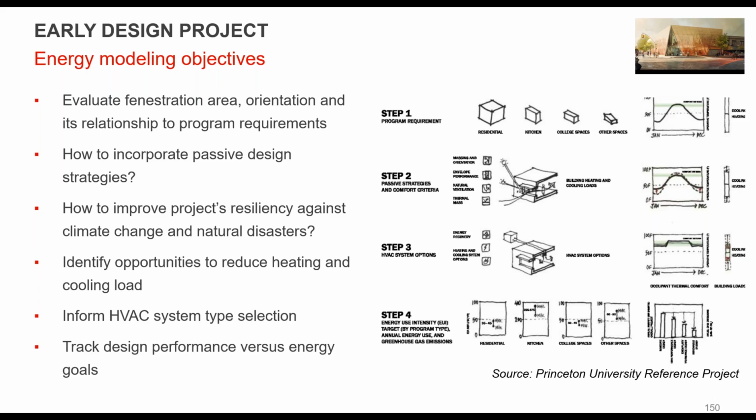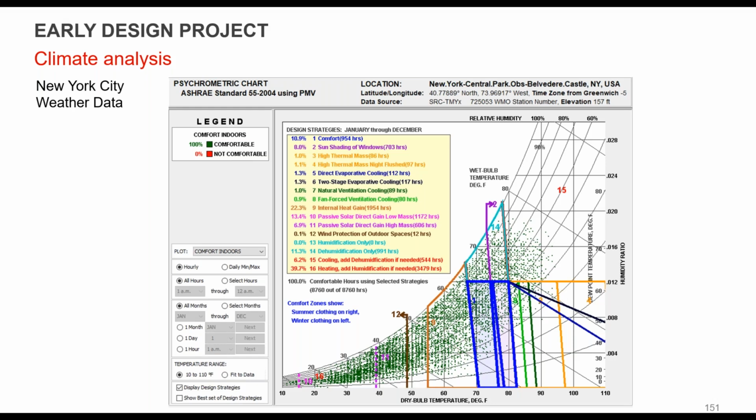Opportunities for heating and cooling load reduction: how can we work on that? And which HVAC system type is going to work best for the situation and the operation we're going to do. And then finally, tracking design versus the goals is the key thing for early design.